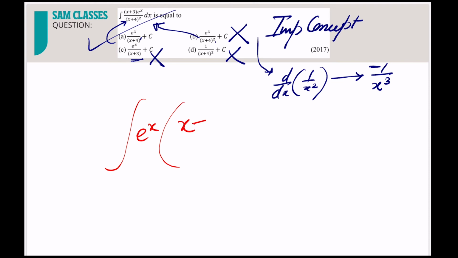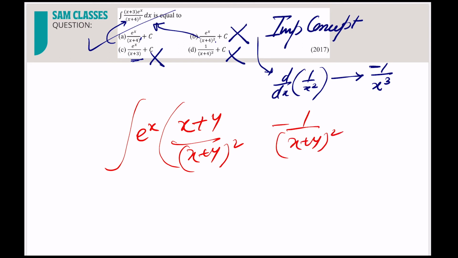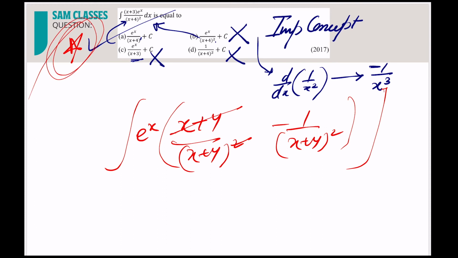Just arrange x plus 3 as x plus 4, and then minus 1 by x plus 4 whole square, that's it. The moment you do it, you get the answer. This and this are gone. Still, you could have done this question without touching the pen. This was proper option checking. Most YouTubers show short tricks, short tricks. This is the trick.